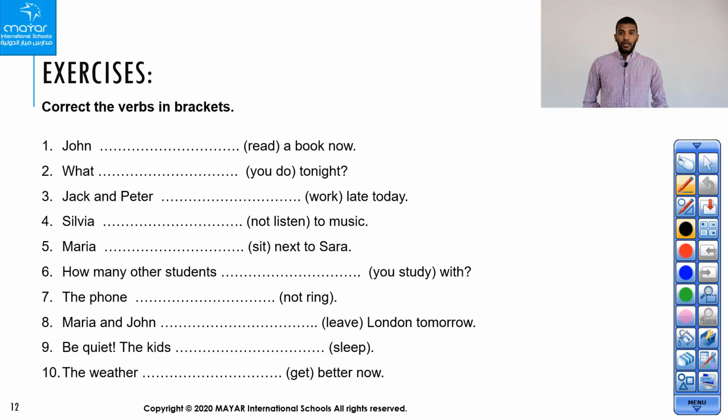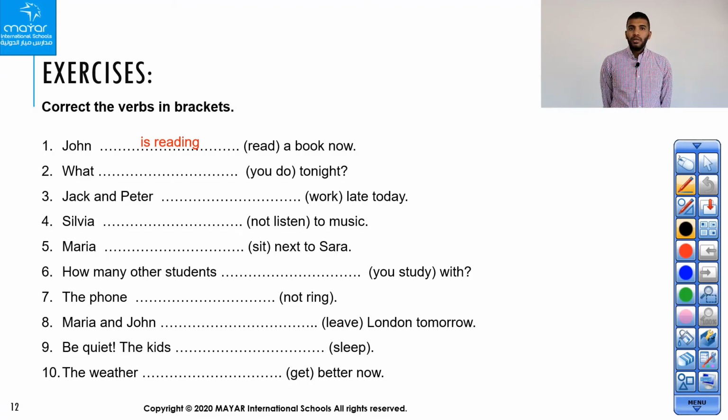Now let's have some exercises. The first sentence, John read a book now. So as long as we are talking about an action that is happening at the moment of my speaking now, I must use the present continuous. So the answer is John is reading a book now.